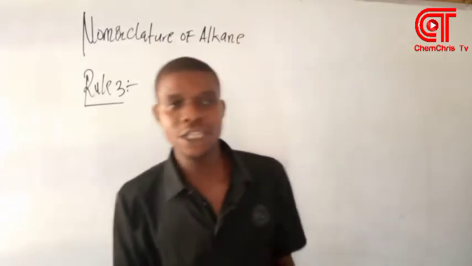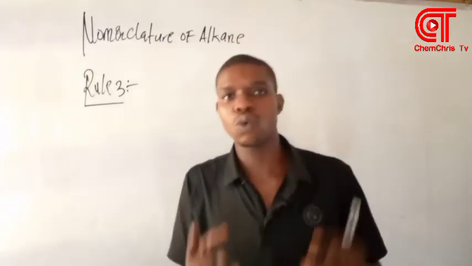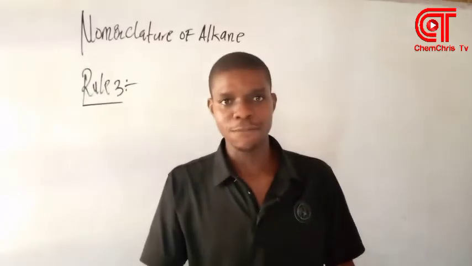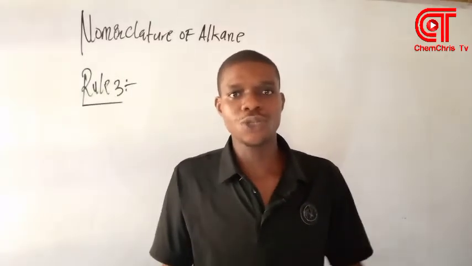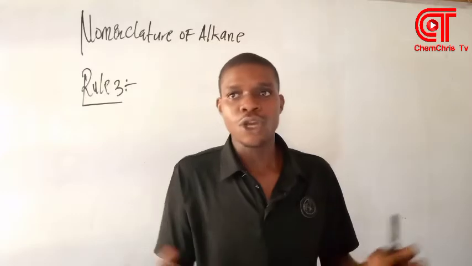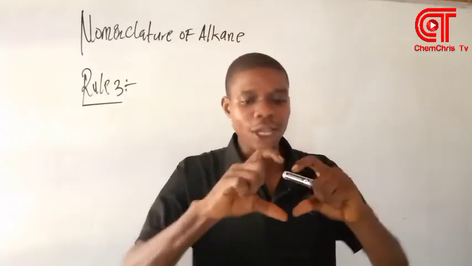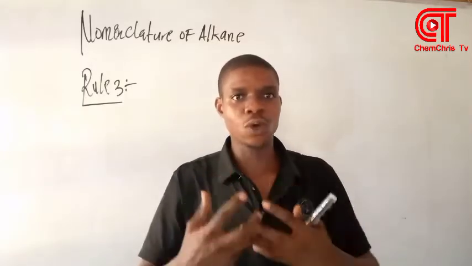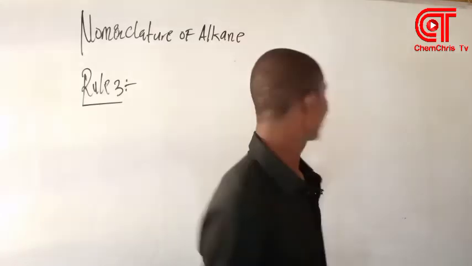Now, if the rule states that there are two or more substituents, do you get that? If two or more substituents are attached to the parent chain, what you have to do is number in such a way that when you sum the positions of those substituents, you have the lowest possible number. Now let me give you an example.